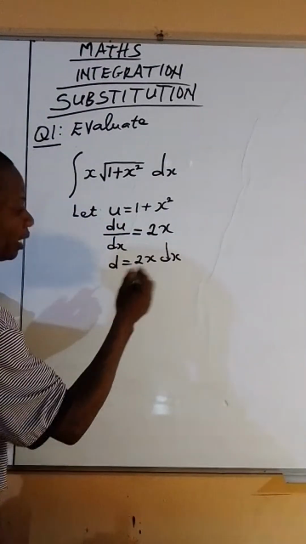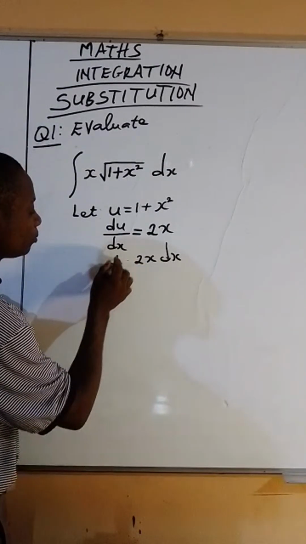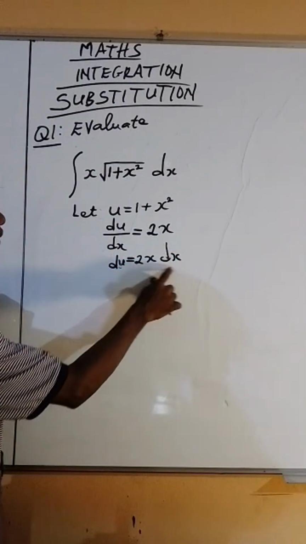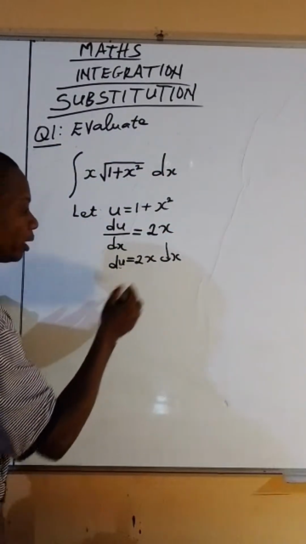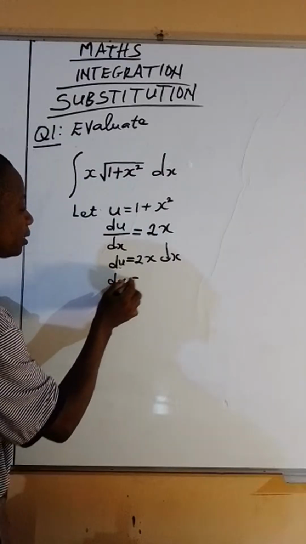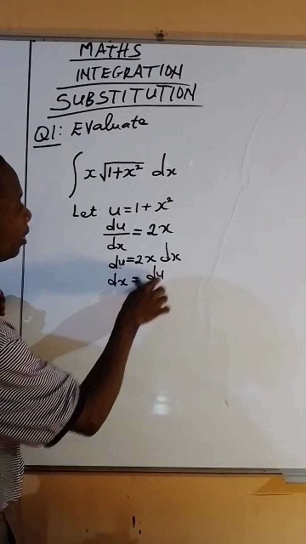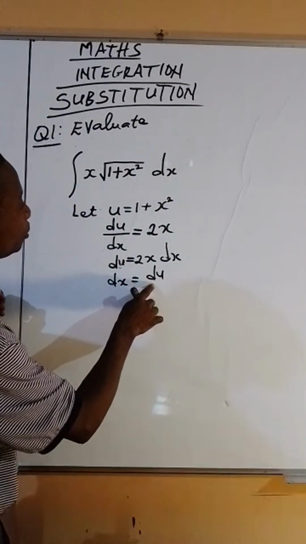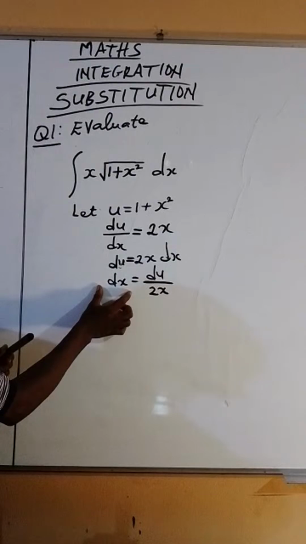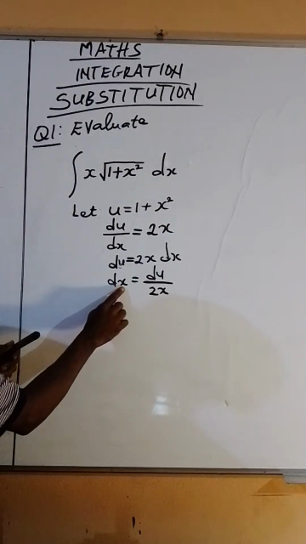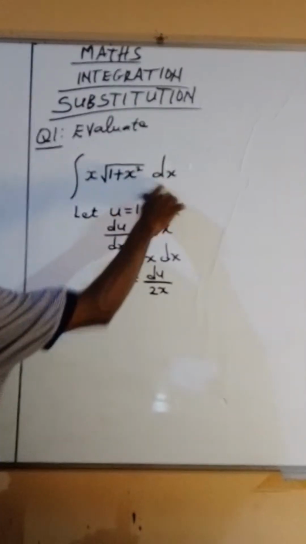So the phase we are in right now is, here we have du. We want to make dx the subject of formula so that we can substitute it here. All right, so we are going to write that dx is equal to du divided by 2x. So this is what we are now going to use to substitute here. All right, so let's substitute for the expression here.